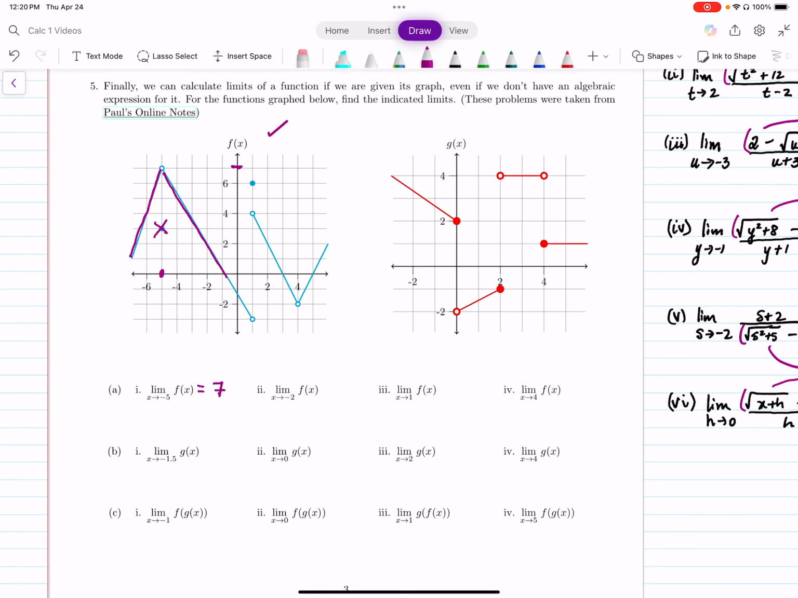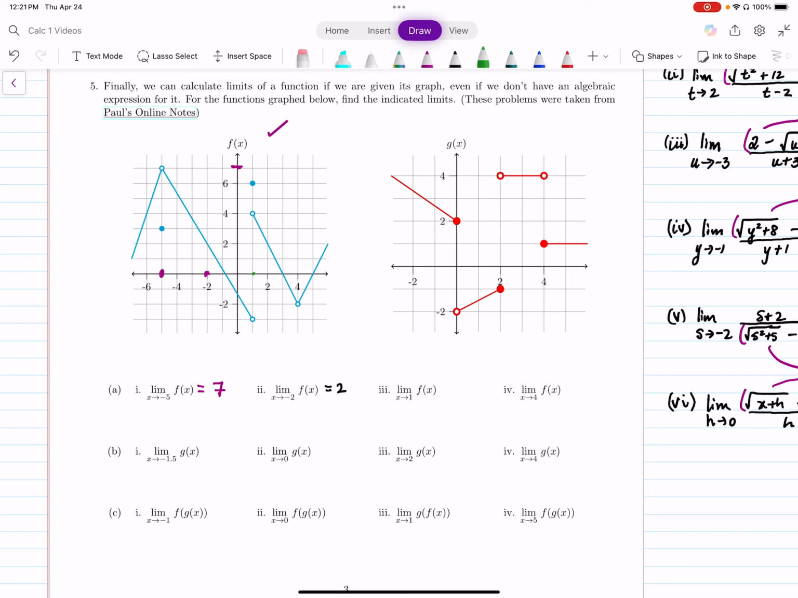Okay, now let's look at limit as x goes to -2. So -2 is here. From the left, it's going to 2. Let's do it here. From the left, we're coming down towards 2, and from the right, we're going up towards 2. So the limit as x approaches -2 of f is 2. Good. Now let's look at the limit as x goes to 1.